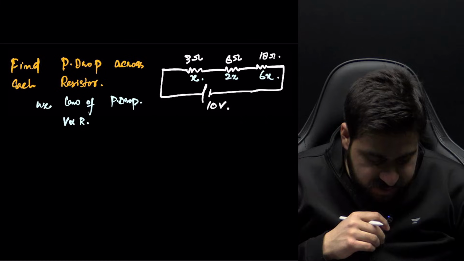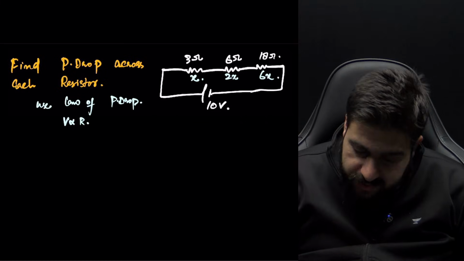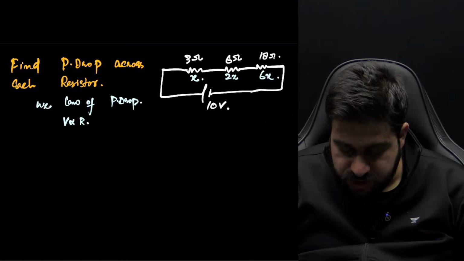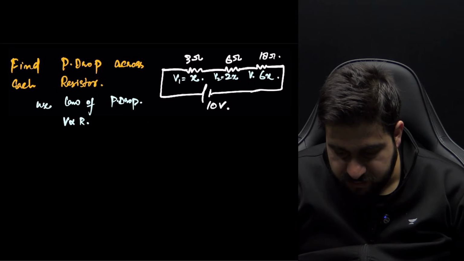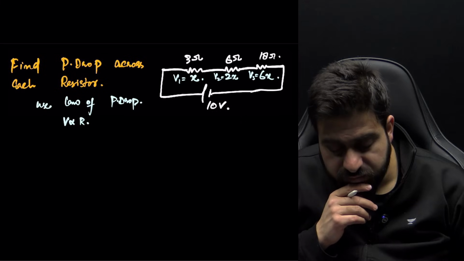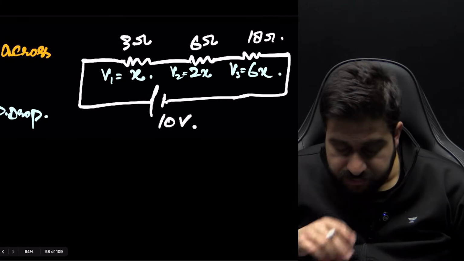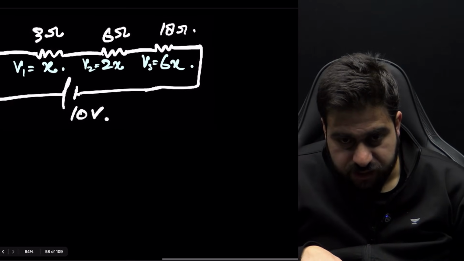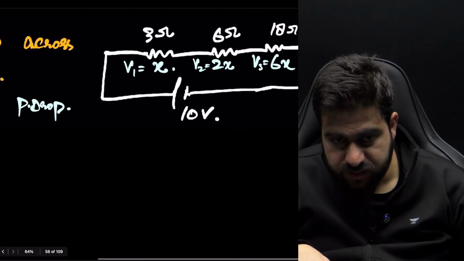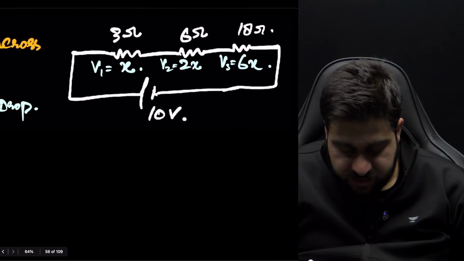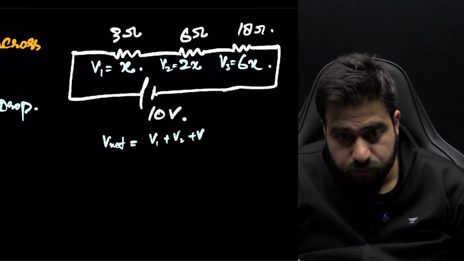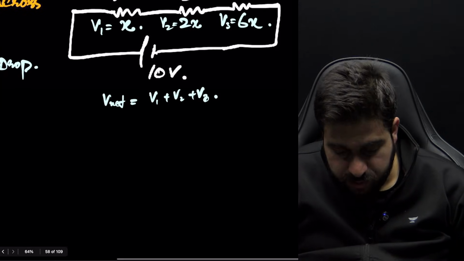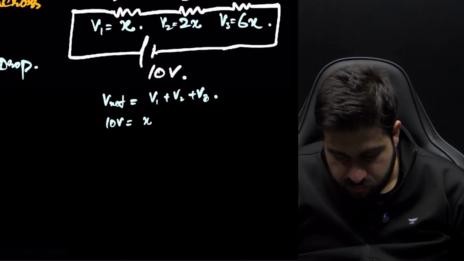Okay, 6, 3, 18. So this is basically V1, the potential difference. This is V2 and this is V3. Now, my dear NEET aspirants, listen carefully. I can say this net potential difference will be equal to V1 plus V2 plus V3. Net potential difference is 10 volts. It will be equal to X plus 2X plus 6X.